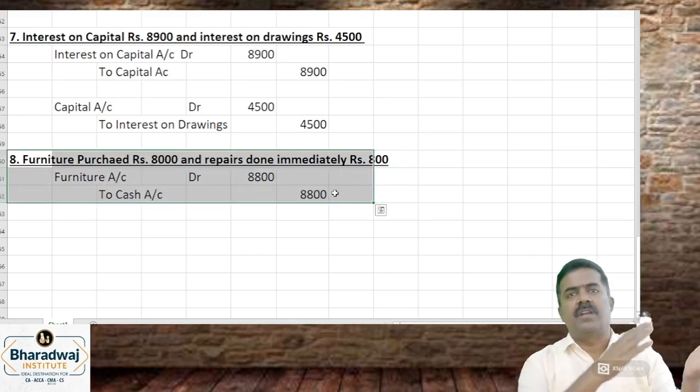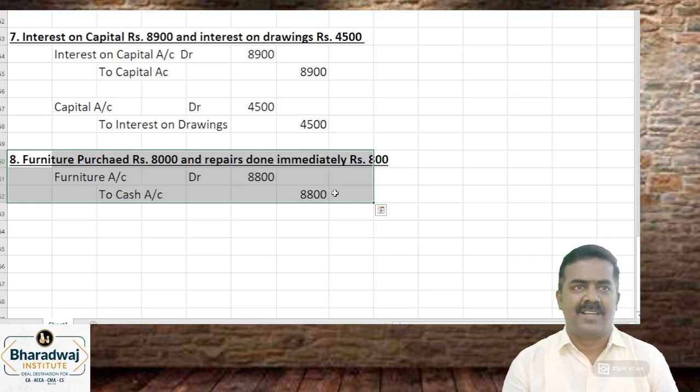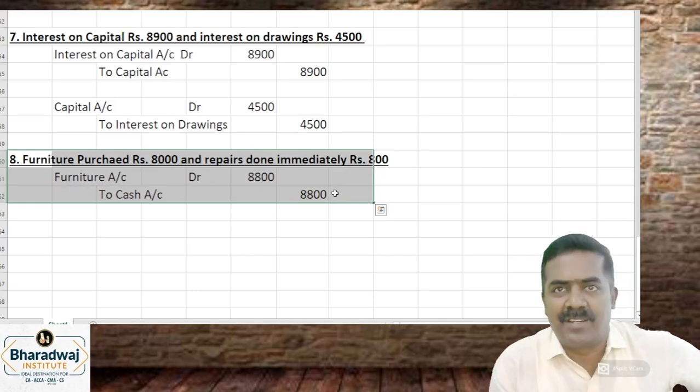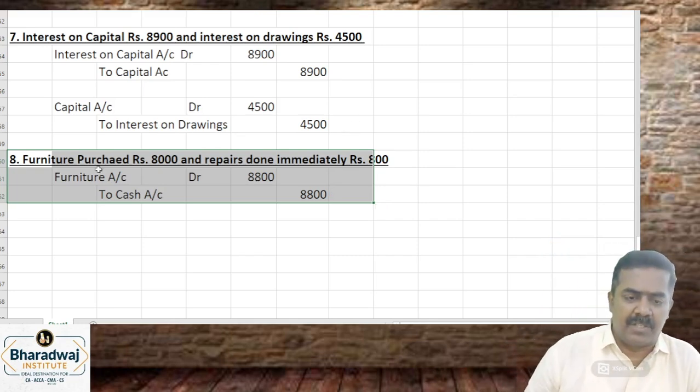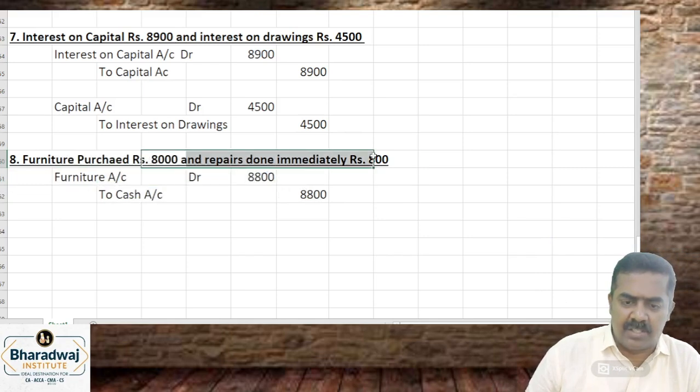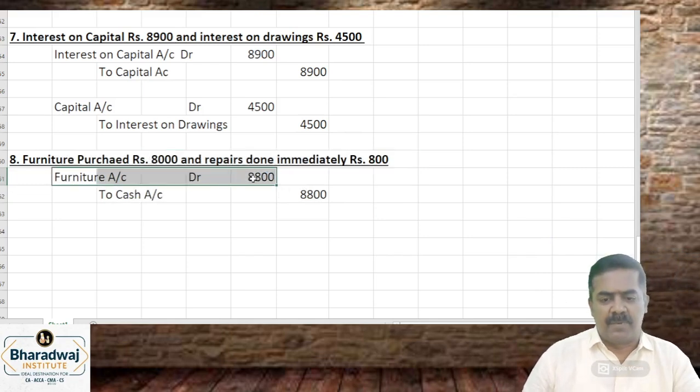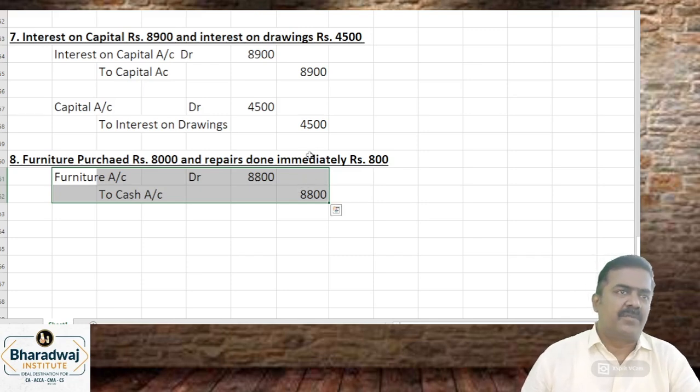Okay, so take this. This is apart from your regular entries that you have learned in regular classes. Revision class is just an add-on to the regular knowledge that you are having. Clear? Furniture to cash. Sir, the repairs done to the second-hand furniture? Okay, it is part of the cost of furniture.